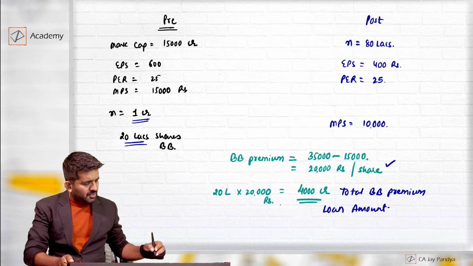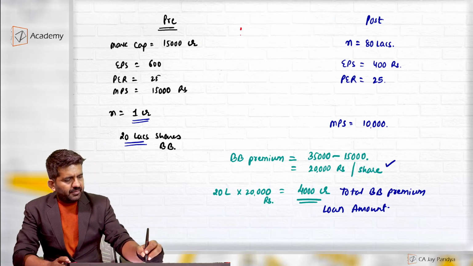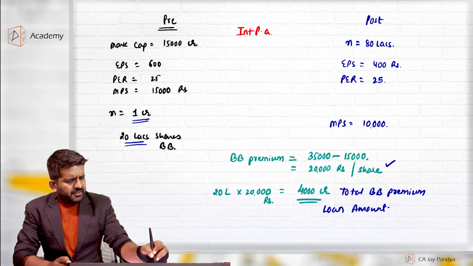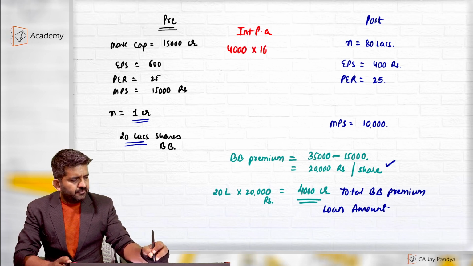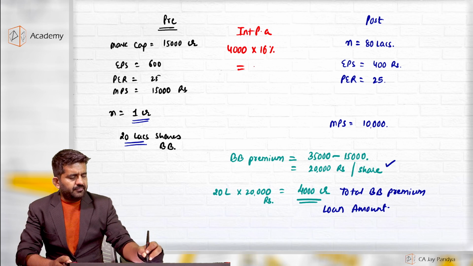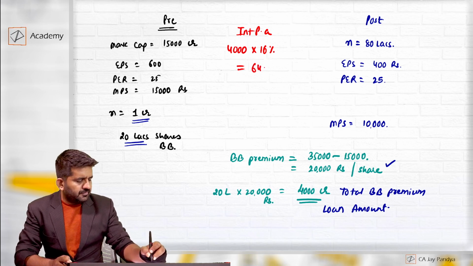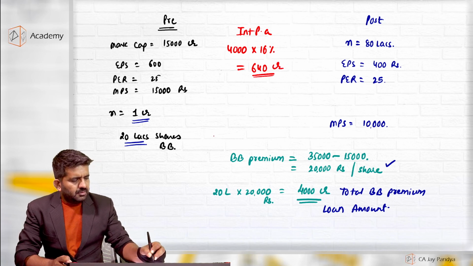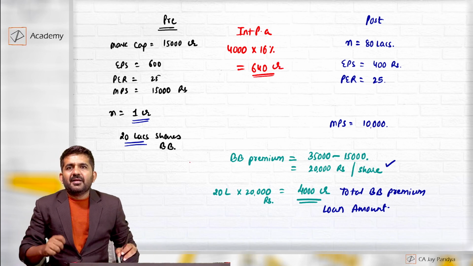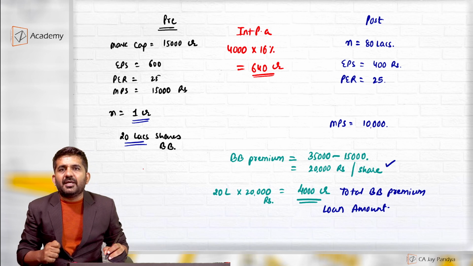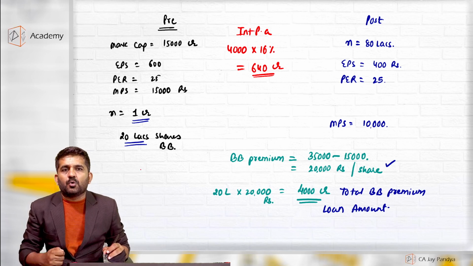Interest per annum will be 4,000 into 16%, which is 640 crores. Now, will the company be able to pay this 640 crores from its earnings?